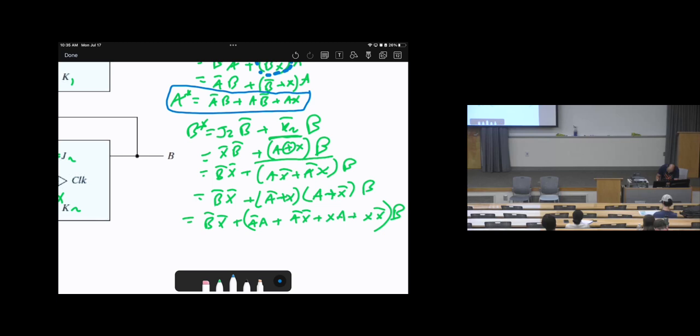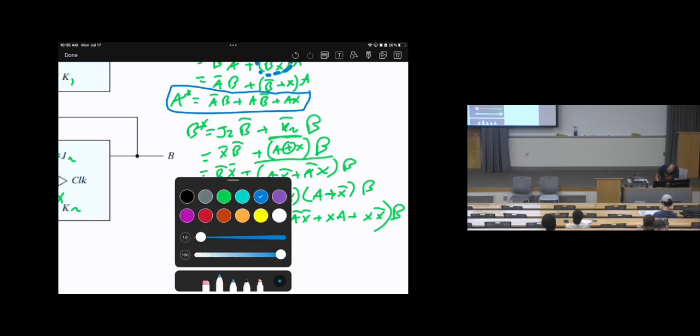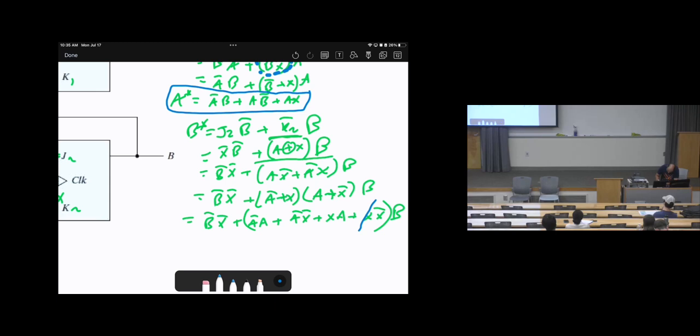Then we know X times X bar is 0, A times A bar is 0. So as a result, the answer will be B bar X bar plus A bar B X bar plus A B X. This is B star.